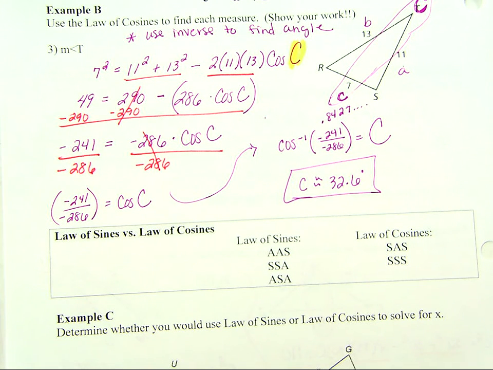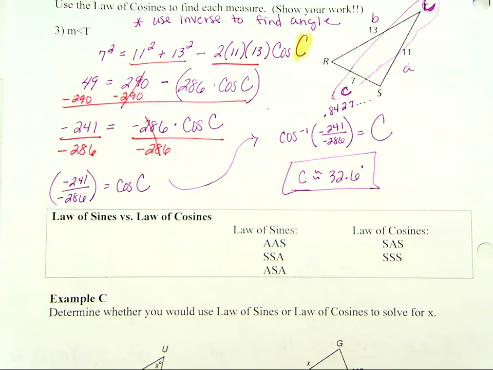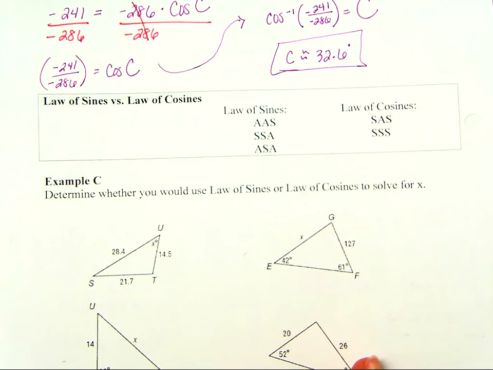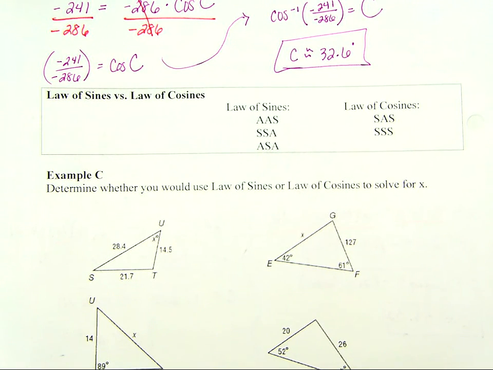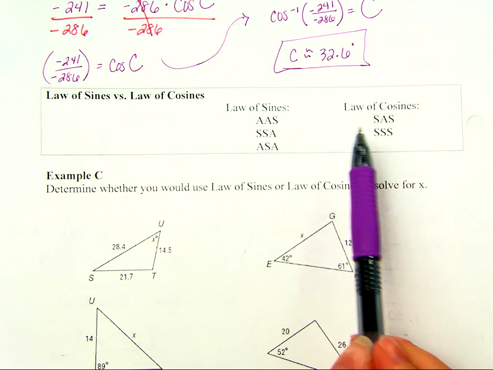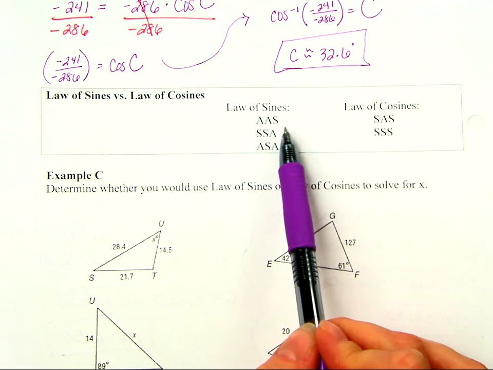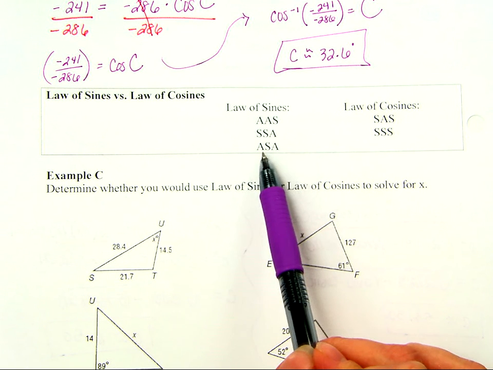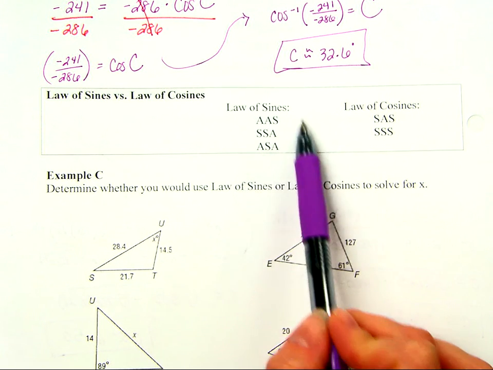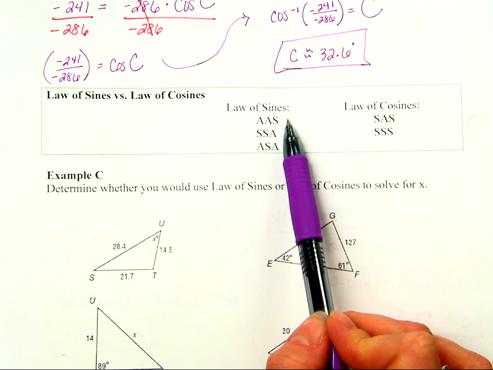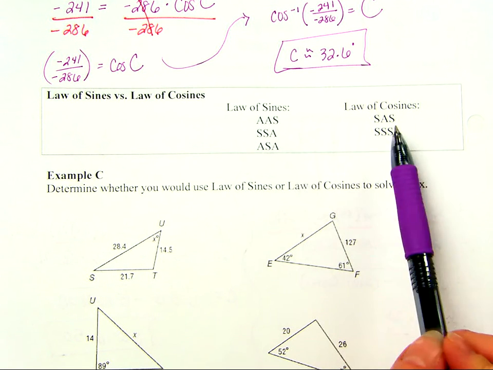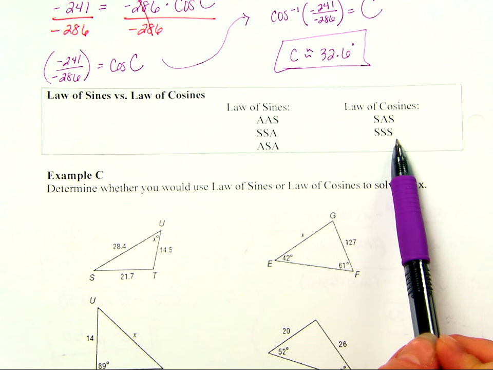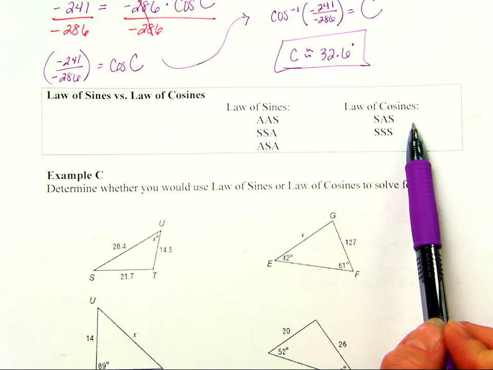Now, how do we know if we should use the law of sines or the law of cosines? Well, as I said in the beginning, it's actually dependent upon what kind of information you're given and how your triangle is set up. If I take a look down below, using the law of sines or law of cosines, I kind of have it summarized here. If I were given an angle-angle-side, or a side-side-angle, or angle-side-angle, this would allow me to set up with the law of sines. If, however, I had a side-angle-side or a side-side-side, I would need to use the law of cosines.